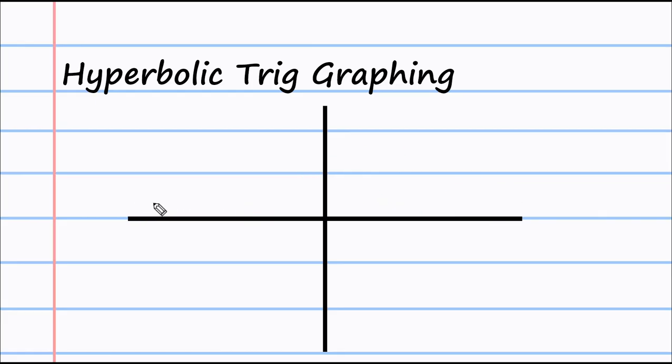Okay, so let's look at what cosech x looks like. Cosech x looks really similar to the function 1 over x. It just looks like a rational function with a horizontal asymptote of y equals 0 and a vertical asymptote of x equals 0. And last but not least, we have coth x.